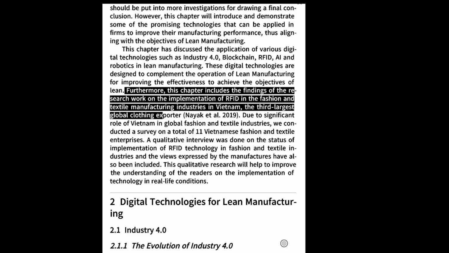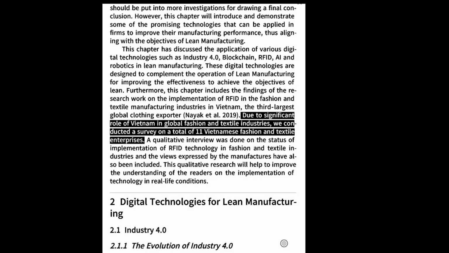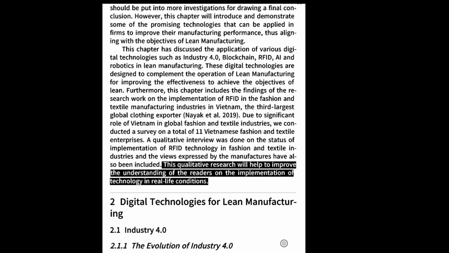the fashion and textile manufacturing industries in Vietnam, the third largest global clothing exporter, Nayak et al. 2019. Due to the significant role of Vietnam in global fashion and textile industries, we conducted a survey on a total of 11 Vietnamese fashion and textile enterprises. A qualitative interview was done on the status of implementation of RFID technology in fashion and textile industries, and the views expressed by the manufacturers have also been included. This qualitative research will help to improve the understanding of the readers on the implementation of technology in real-life conditions.